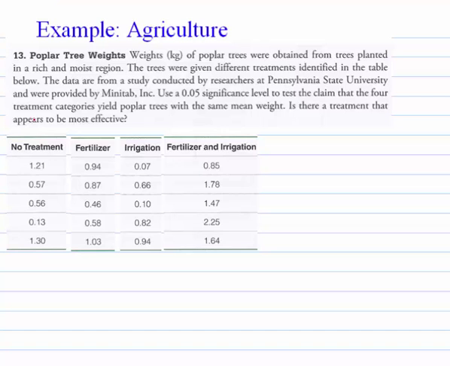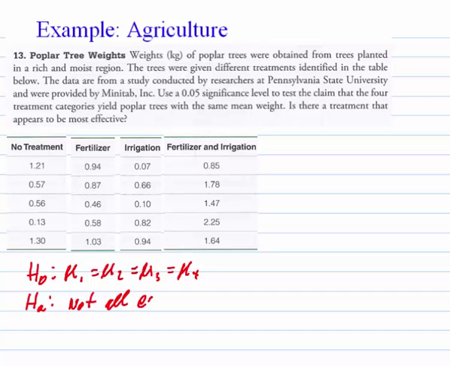And so the null hypothesis, H0, is that mu1 is equal to mu2, which is equal to mu3, which is equal to mu4. None of the treatments had an effect. Or HA, not all equal. That means some of the treatments had an effect. And certainly this one looks larger, but is it statistically significantly different from the others?